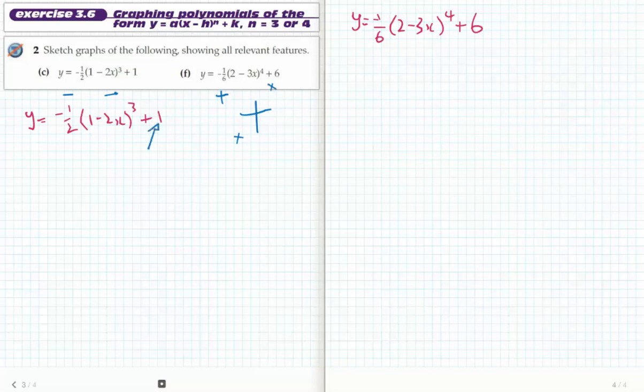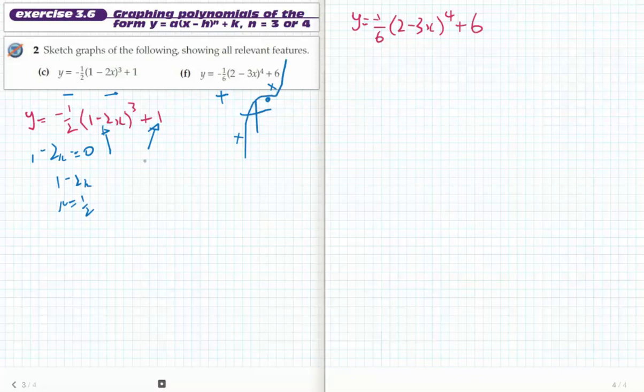It will have its stationary point of inflection at this location when 1 minus 2x equals 0. Therefore, 1 equals 2x, x equals a half. So x equals a half and y equals 1. So it's going to look something like that.